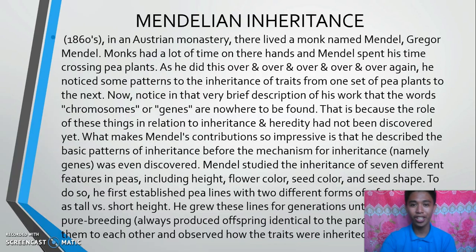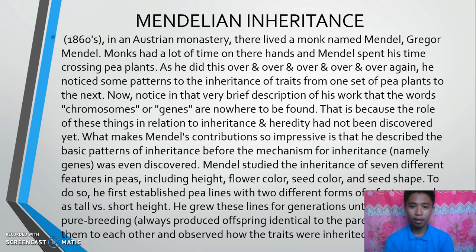So let's start. Mendelian inheritance. In the 1860s, in an Austrian monastery, there lived a monk named Gregor Mendel. Monks had a lot of time on their hands, and Mendel spent his time crossing pea plants. As he did this over and over again, he noticed some patterns in the inheritance of traits from one set of pea plants to the next.